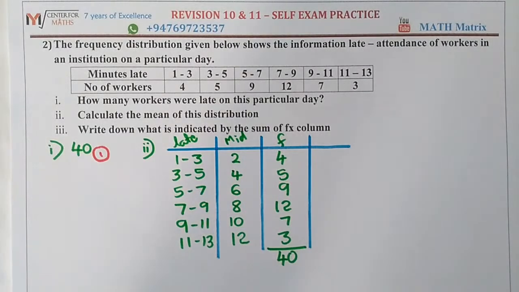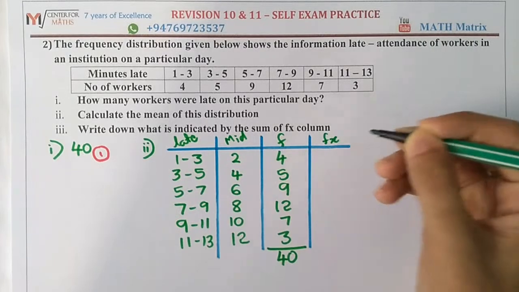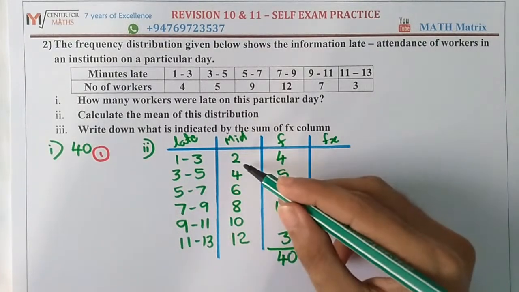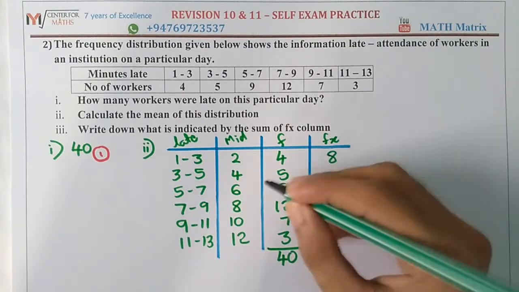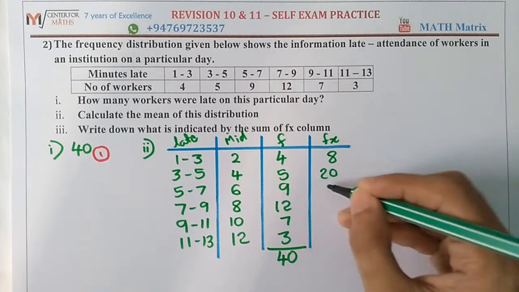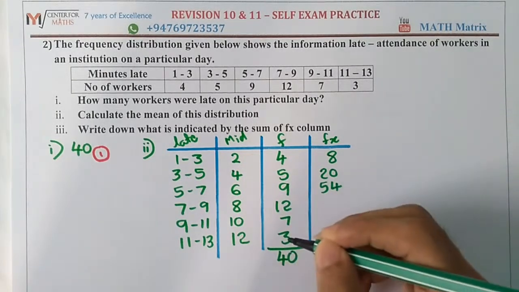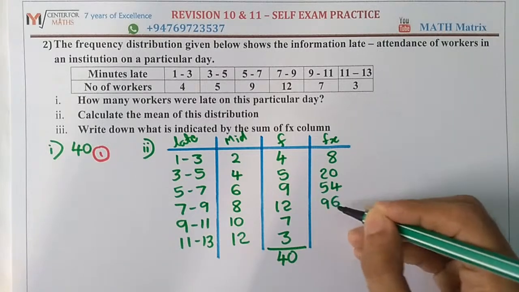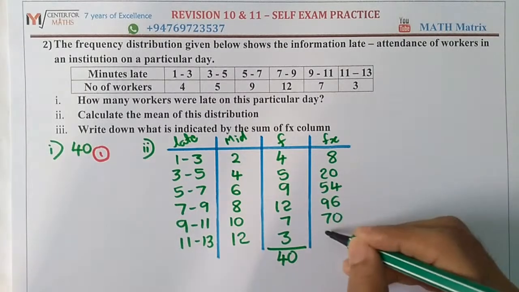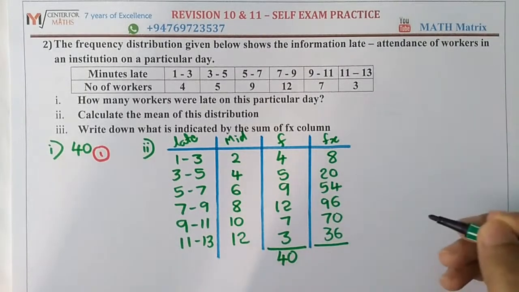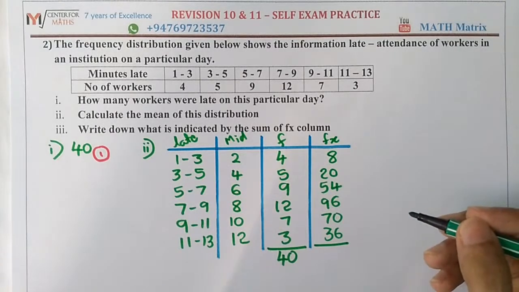Right, so we'll see. And now we can fill this fx table. For that, we have to multiply. 2 4s are 8, 4 5s are 20, 6 9s are 54, 12 8s are 96, 10 7s are 70, 12 3s are 36. Okay guys, so now we can add them all.